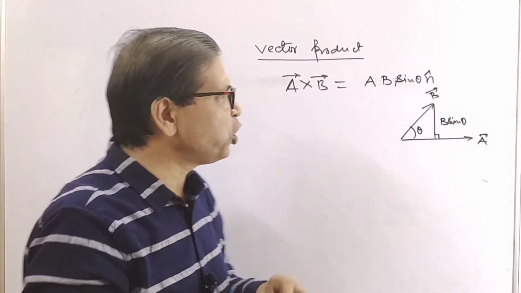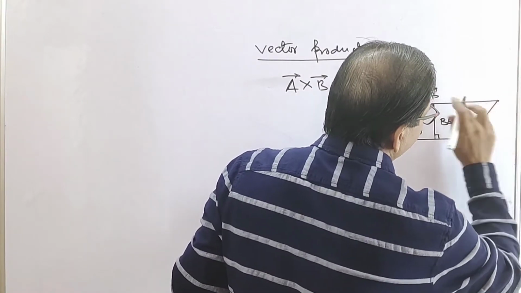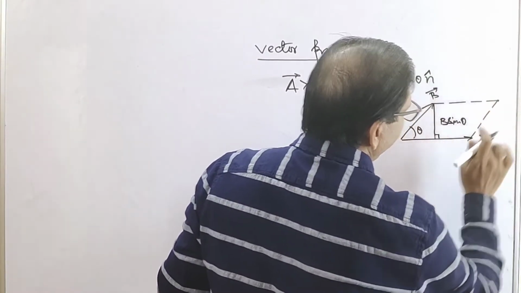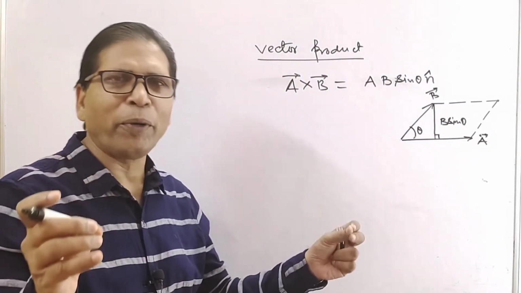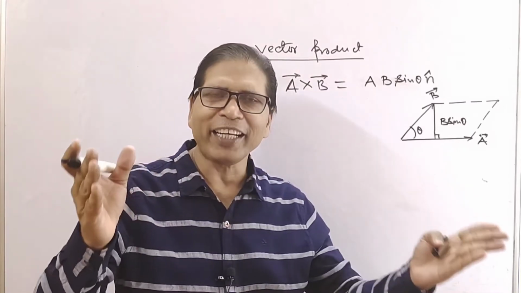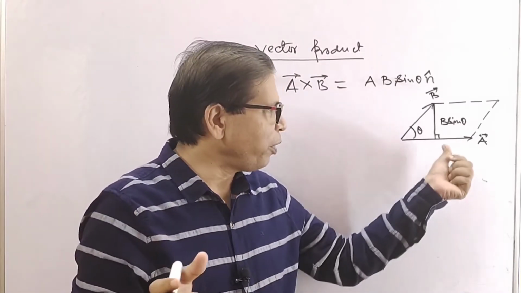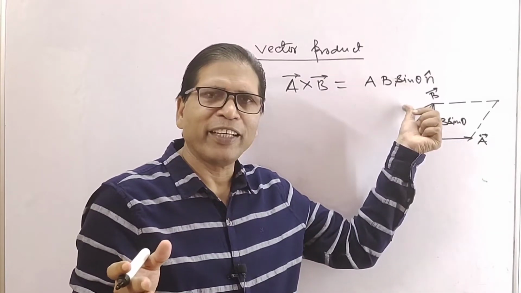Okay, now geometrical significance. If we complete a parallelogram, look at this, this is a parallelogram. So a into b sin theta is the area of the parallelogram. Therefore a cross b represents the vector area of a parallelogram having two adjacent sides as a vector and b vector.